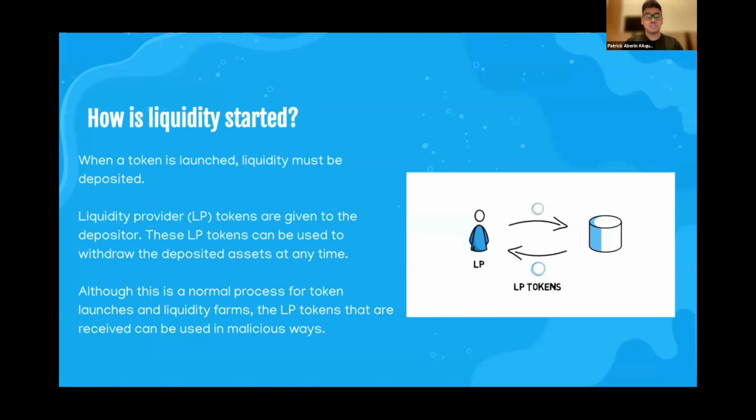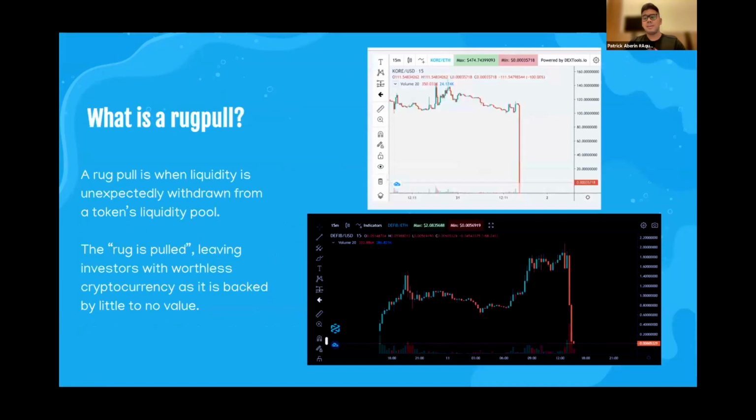So how is liquidity started? Well, when a token is launched, liquidity needs to be deposited. So the liquidity provider would be receiving LP tokens. So the depositor would receive those tokens, and those LP tokens can be used to withdraw the deposited assets at any time. So this is a pretty normal process for token launches and liquidity farms, but unfortunately, the LP tokens that are received can be used in malicious ways. Here we have a little diagram. If you were the liquidity provider, you'd put your liquidity into the pool, and in return, you'd get those LP tokens.